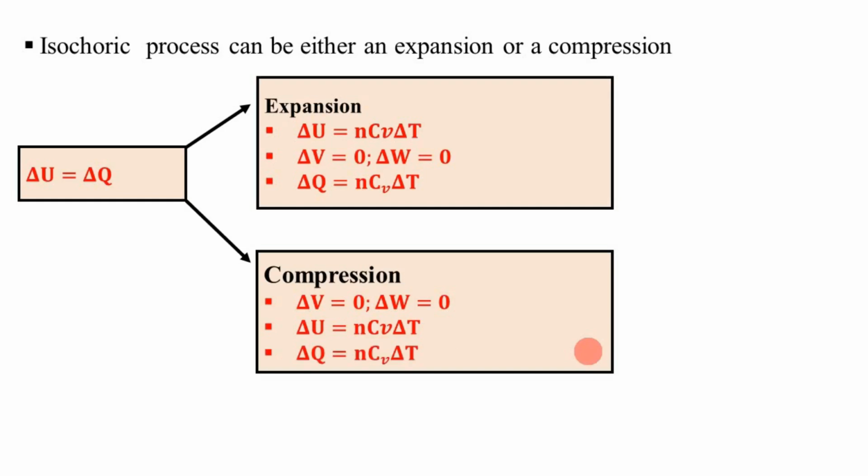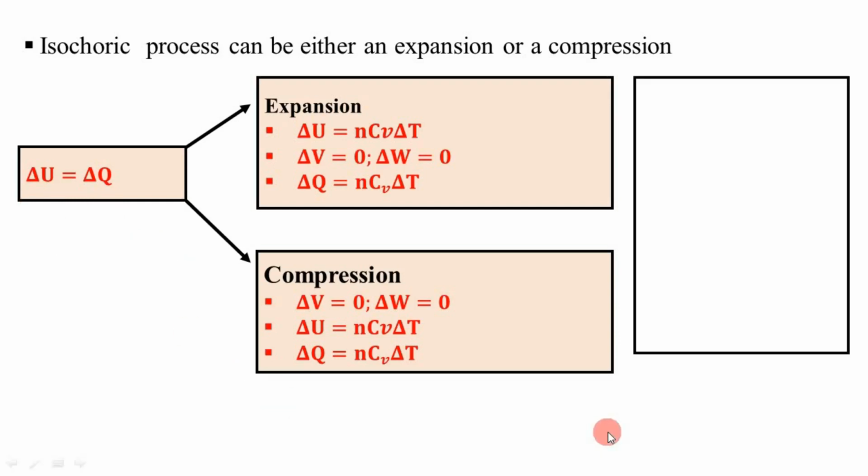Here, when you have an isochoric process, it's a process occurring at constant volume, and in a process occurring at constant volume, dV is equal to 0, the change in volume is equal to 0, the work done is equal to 0, and the internal energy is equal to the heat. So dU is equal to dQ. The internal energy is equal to the heat for an isochoric process.